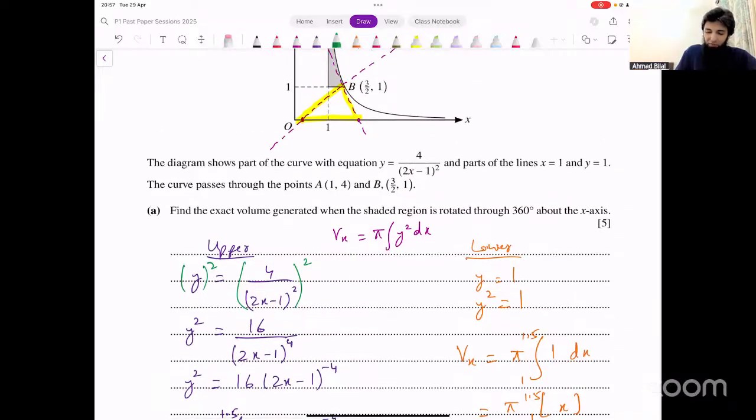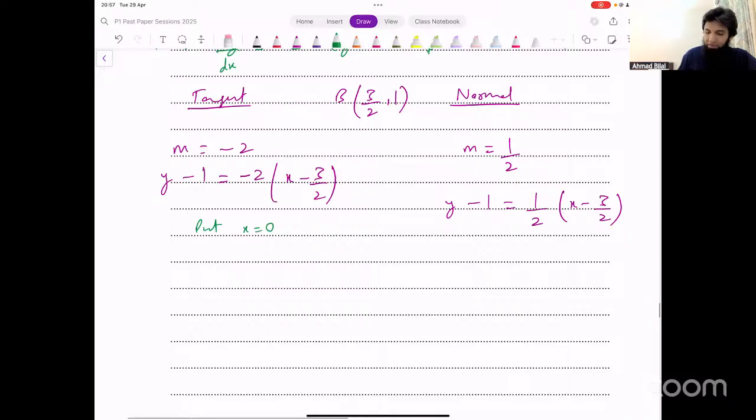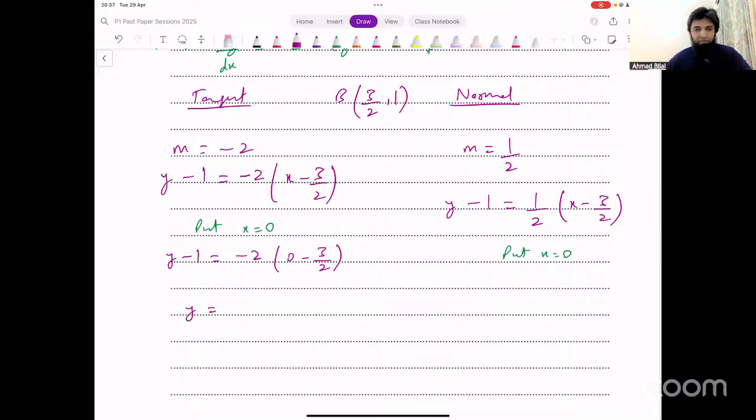Let's simplify this, or we just need those points, so we can just input the value for y equal to 0. We want the x-intercepts, right? For that, we can input x equal to 0 in both of them. When we input x equals 0 here, we get y minus 1 equals minus 2 into 0 minus 3 over 2. We get minus 2 from this. Similarly, we input x equals 0 in the other equation as well: y minus 1 equals 1 over 2 into 0 minus 3 over 2.